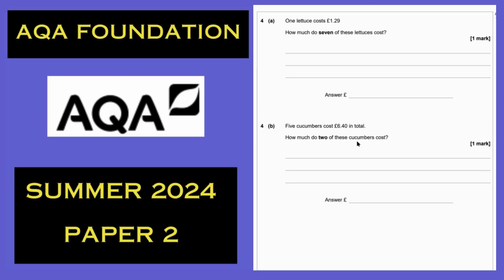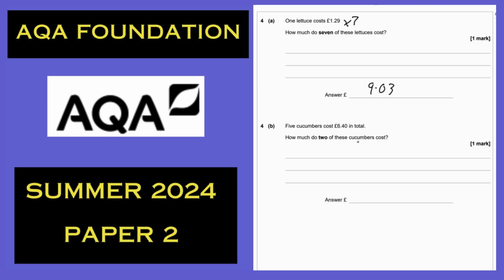Number 4A. To find the cost of 7 things, yep, it's a multiply. It's calc paper. You don't need all this working out. You don't need all that room. Type in times 7 on your calc. That's why it's only a mark.